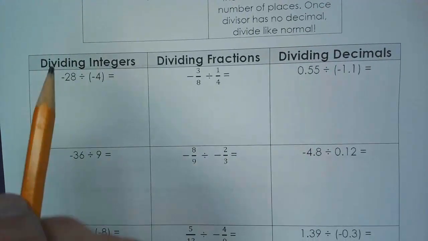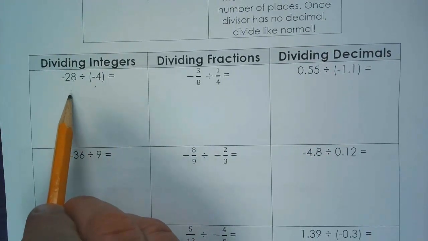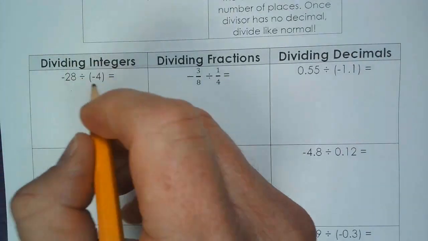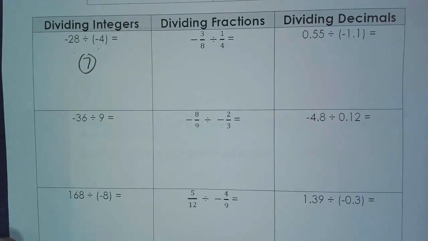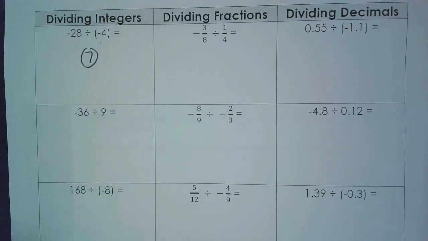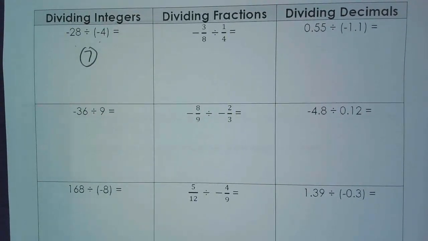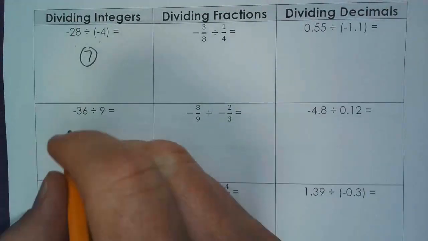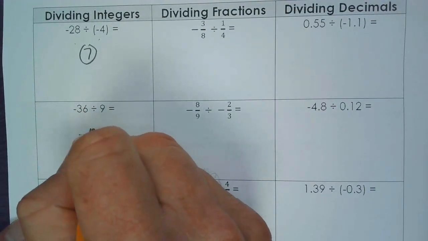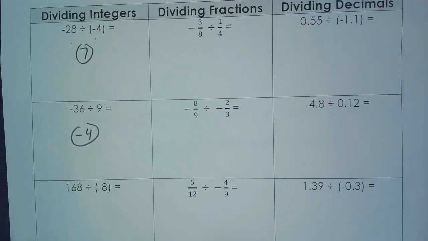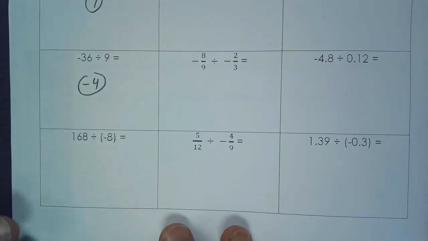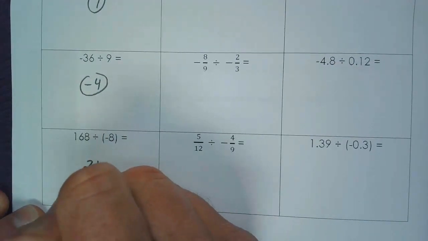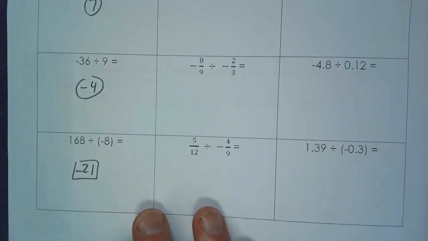So dividing integers, pretty easy. 4 goes into 28 7 times, and those are both negative. So my answer is positive 7. Negative 36 divided by 9 goes in there 4 times. So a negative divided by a positive is a negative. 168 divided by 8 is 21, and that is a negative answer.